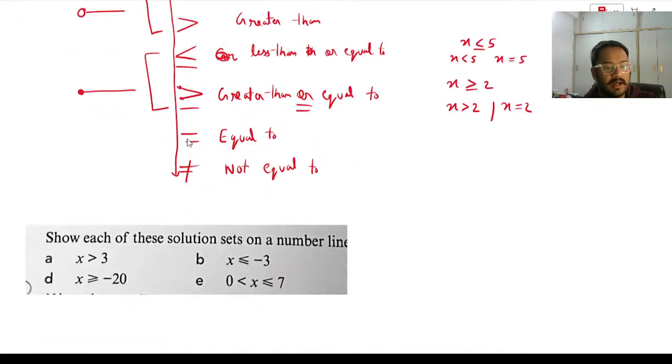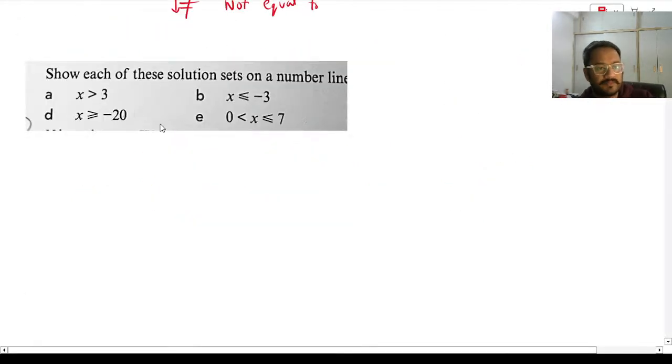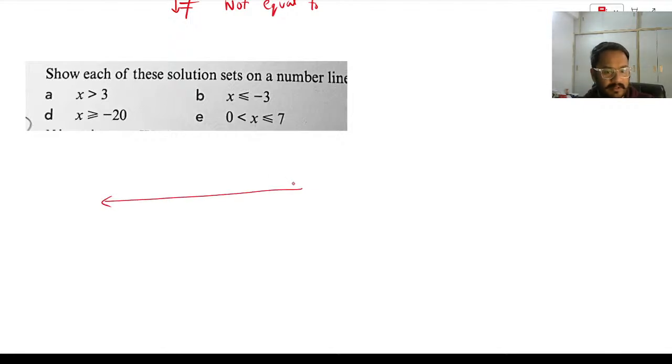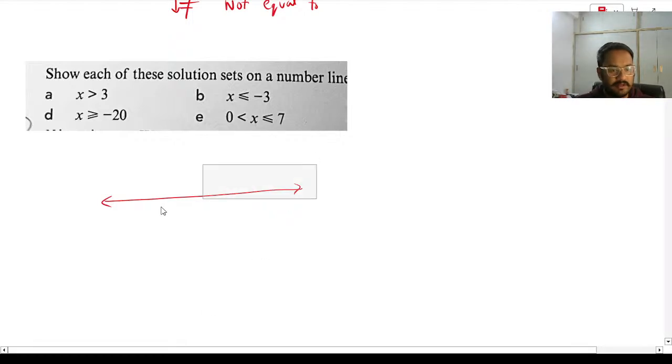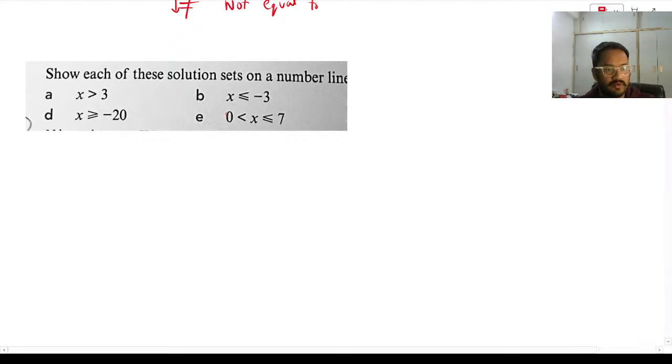Now let's start the first question. Show each of these solution sets on a number line. So if we see on a number line, x is greater than 3. If we make a number line here, it will be something like this. Okay, so this is a number line, and this is 0, this is -1, -2, and this will be 1, 2, 3, okay, 4, and we can consider 5.